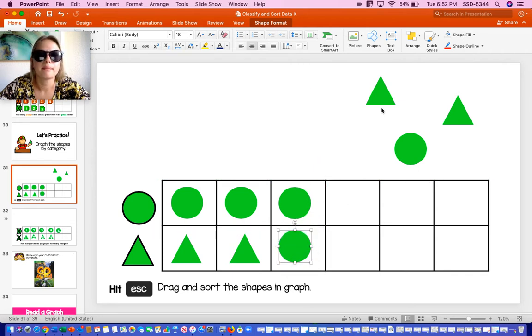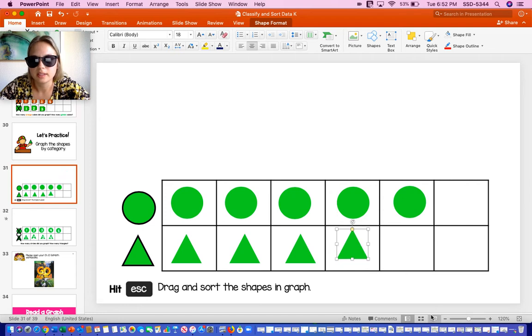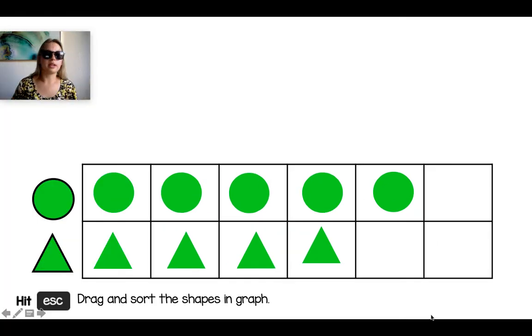I messed up? Oh, that's right. The circle doesn't go on the bottom row. The circles go on the top row because this circle tells me so. What's wrong? Oh, I forgot. I have to fill in the space right here. Okay. Awesome. And that is how I sort my shapes. I make sure that I put all the circles on top because this circle tells me so. And I put all the triangles on the bottom because this triangle tells me so.